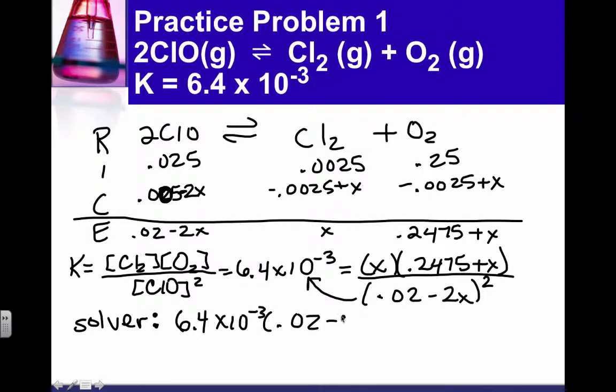Don't forget that this quantity is squared, and then subtract across everything else so that I'm left with 0 on the other side of the equation. 2475 plus x, and that's equal to 0.